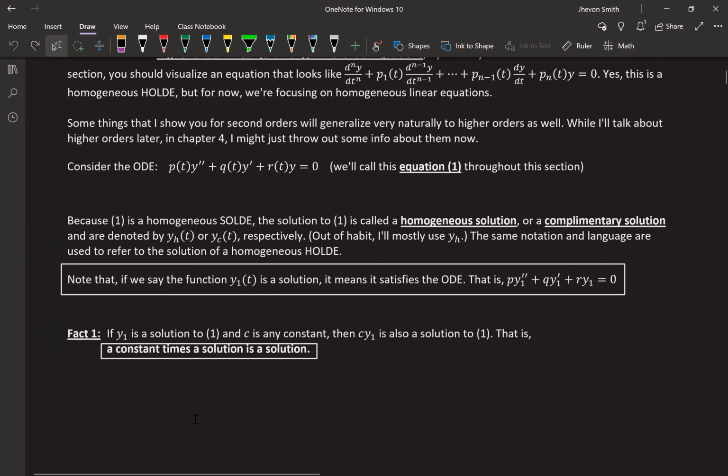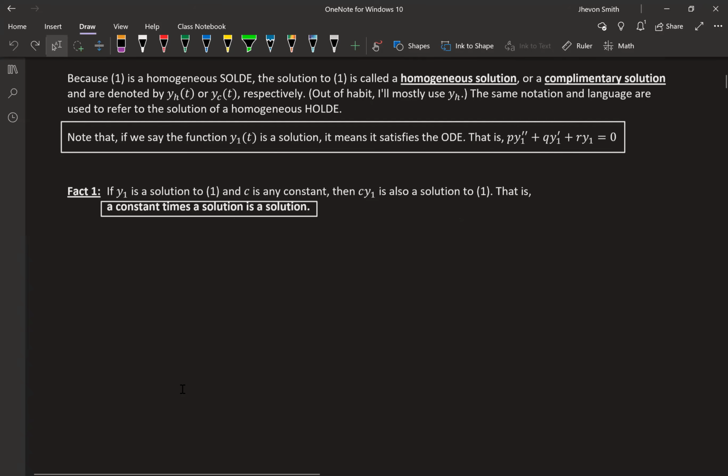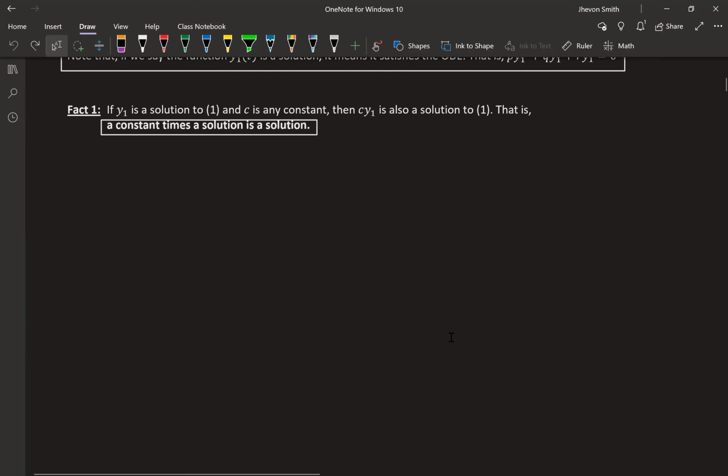Here's an important fact about a solution to a differential equation. If y1 is a solution to a differential equation and c is any constant, then a constant times that function is also going to be a solution automatically. In the box, the fact that you want to remember is a constant times a solution is a solution. So when you're looking at a differential equation, you should know that automatically. If I find a solution, then a constant times that is automatically a solution.